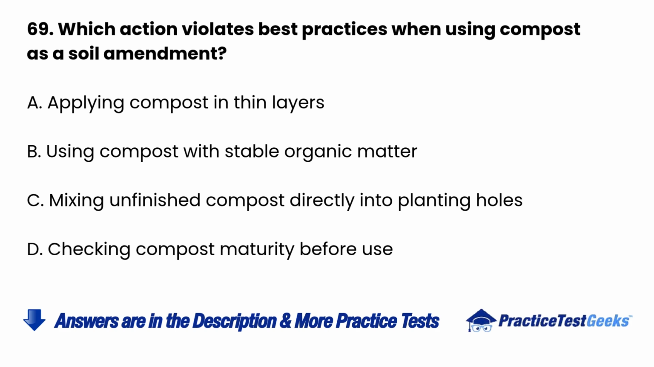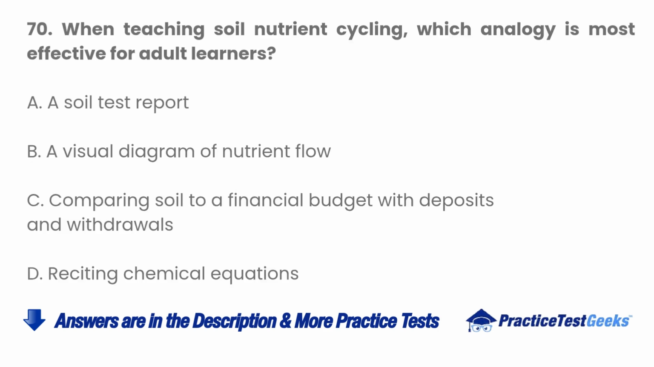69. Which action violates best practices when using compost as a soil amendment? A. Applying compost in thin layers. B. Using compost with stable organic matter. C. Mixing unfinished compost directly into planting holes. D. Checking compost maturity before use.